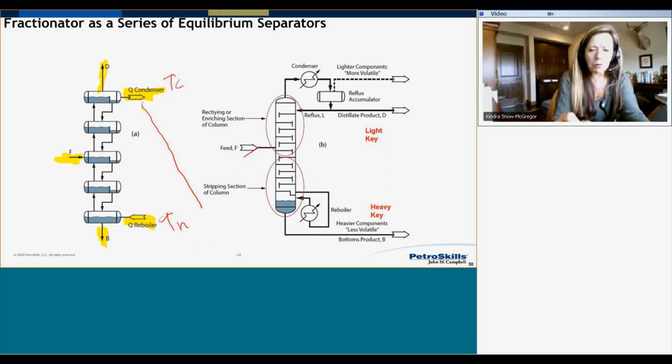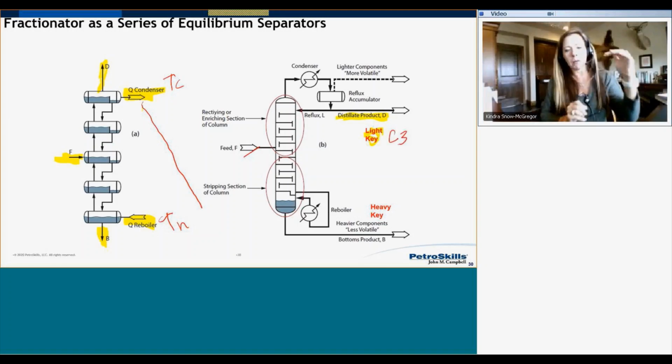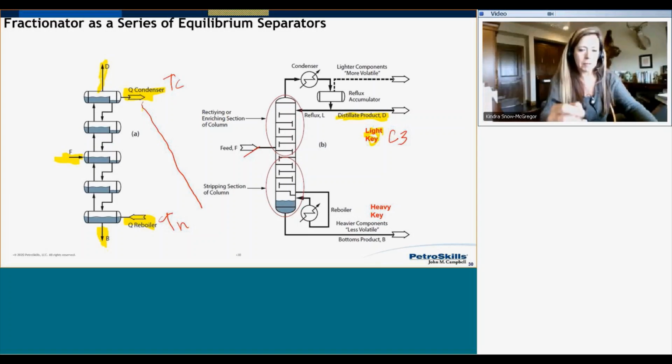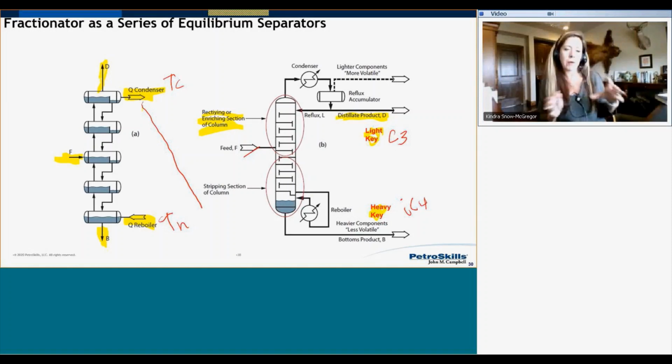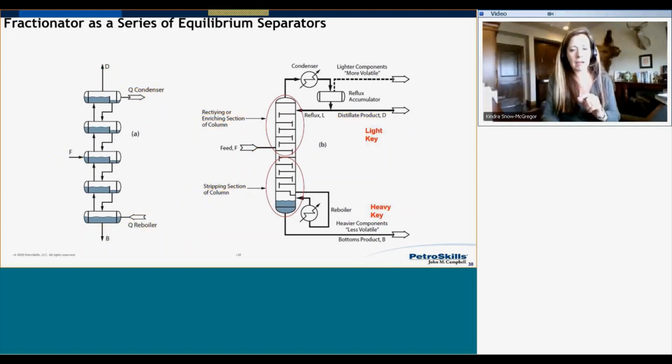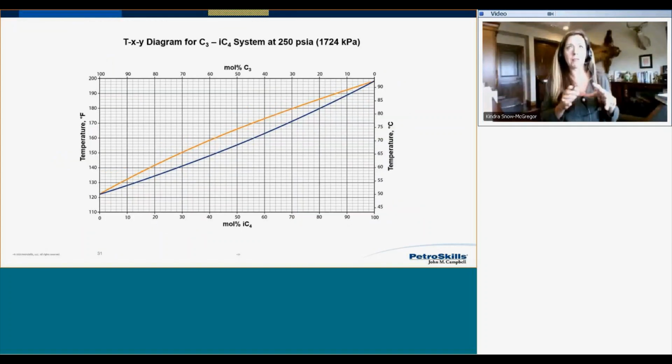Some other things to point out, notice my distillate product is the light key, and so for a depropanizer, that would be my propane, right, because I name my columns based on the distillate product. My heavy key here would be IC4, and so you can see there's my light key and heavy key. We call the top of this column the rectifying section, and we call the bottom of the column the stripping section.